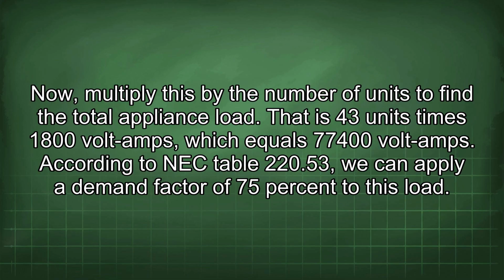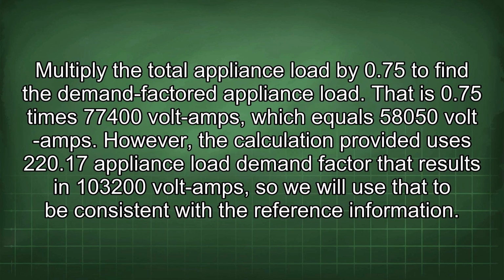According to NEC Table 220.53, we can apply a demand factor of 75% to this load. Multiply the total appliance load by 0.75 to find the demand factored appliance load. That is 0.75 times 77,400 volt amps, which equals 58,050 volt amps. However, the calculation provided uses 220.17 appliance load demand factor that results in 103,200 volt amps, so we will use that to be consistent with the reference information.